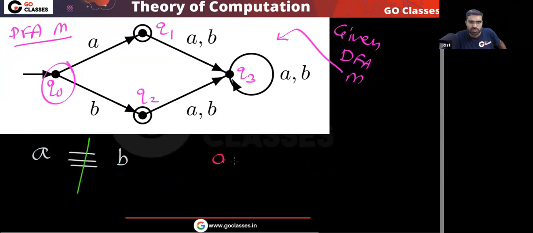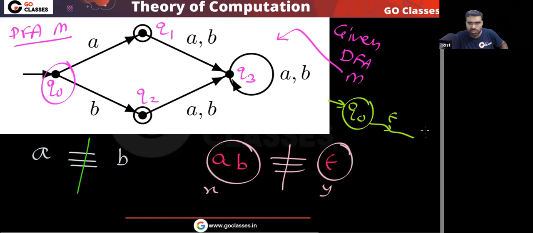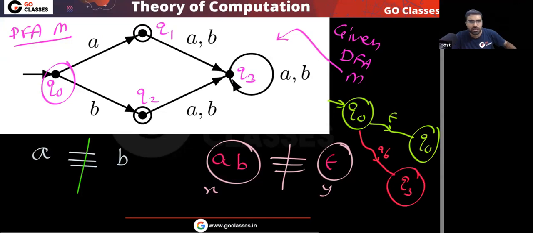What can you say about these two strings? For example, what about this string and this string? This is your X and this is your Y. What about these two? They are also not equivalent, because where will the DFA go from the initial state on this string? The DFA will go to Q0. Yes or no? And where will the DFA go on this string? On this string, the DFA will go to Q3. So again, you can notice that these two strings are not equivalent. I hope this point is clear.